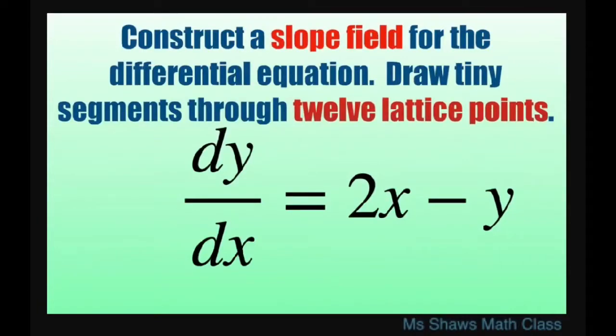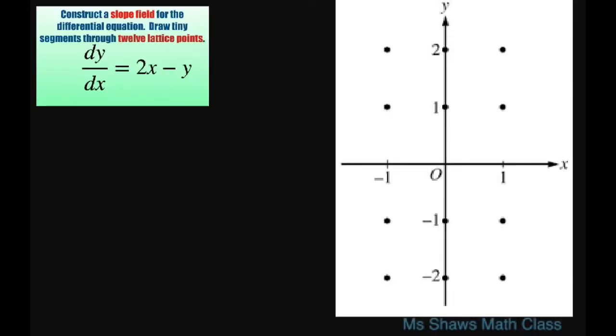Everyone, we're going to construct a simple slope field for the differential equation dy/dx = 2x - y by drawing tiny segments through 12 lattice points. Basically I have 15 lattice points if you count these here, and usually you want to count those. You can choose any 12 you want from there, but we're going to look at this.